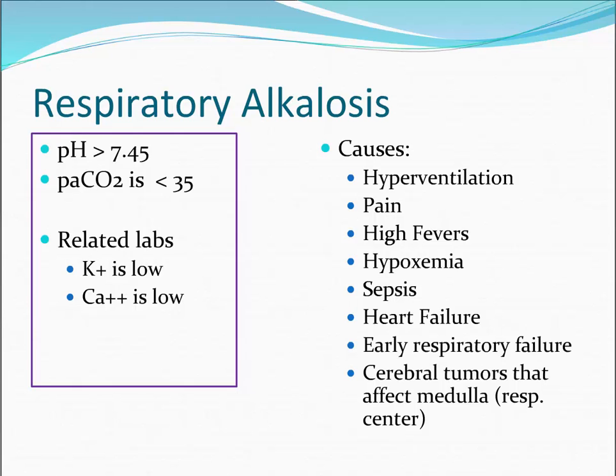Common causes of respiratory alkalosis: hyperventilation. Just kind of the opposite of respiratory acidosis, right? In acidosis, you had hypoventilation because they were holding in the CO2, which converts to hydrogen ions. In respiratory alkalosis, they're hyperventilating and blowing off CO2, so they don't have enough acid in their system, so they're alkaline. So hyperventilation, it could be pain, could be anxiety that's causing hyperventilation.